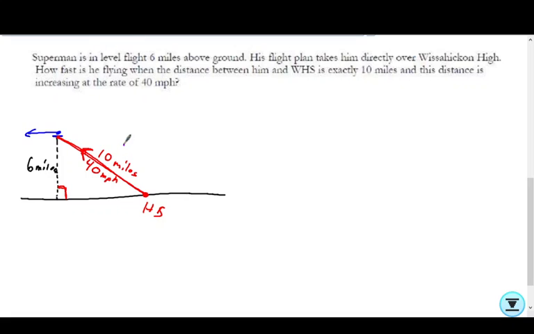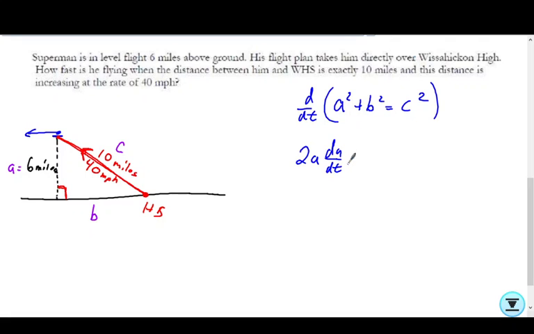So we know this side here is c. Let's say this side is a, and let's say this side is b. So basically we're dealing with Pythagorean theorem. So the equation that relates all of my sides, of course, is a squared plus b squared equals c squared. And again, we're going to take the derivative with respect to t. So you get 2a dA over dt plus 2b dB over dt equals 2c dC over dt.